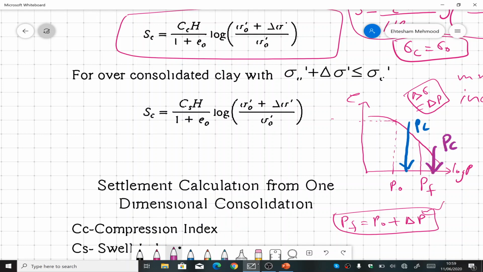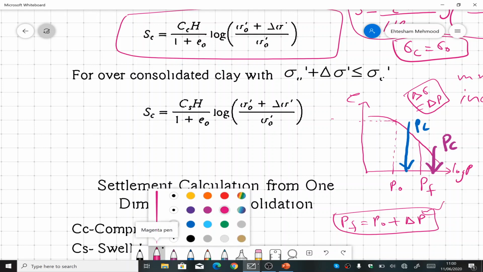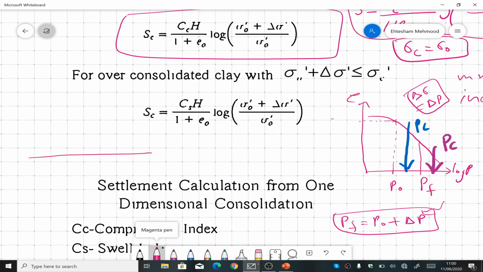So our formula for calculation of settlement for over consolidated soil will depend on the location of the PC, where PC is falling. Just to explain it further in a more clear sense, I'll draw that again. Let me just draw a stress bar here. So this is the current situation, and this is PF, that is after loading. So first case, once the soil we are at this point now, we are adding delta P.